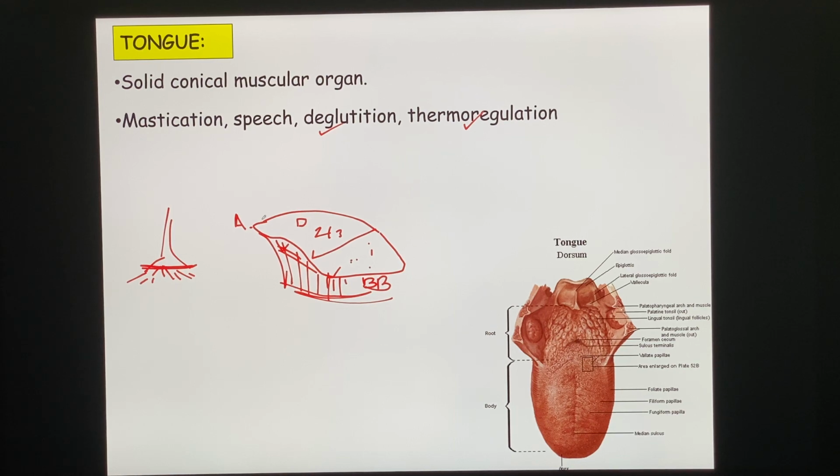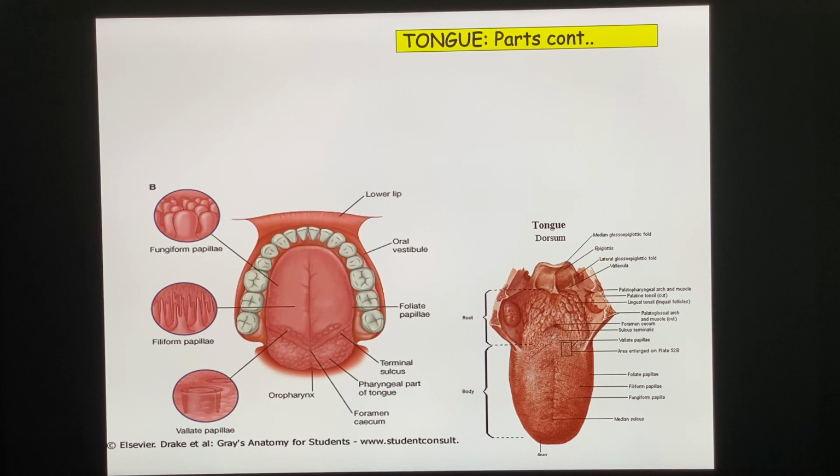This is the dorsal part, which is rough. Here you see this is the dorsal part, which is rough. This is the junction between the anterior 2/3 and the posterior 1/3, which has got a small opening. This opening is a remnant. We call it the foramen cecum, where the thyroid gland had developed at this point. And these projections, what we see here, they are the lingual tonsil I mentioned. They form the Waldeyer's ring, right?